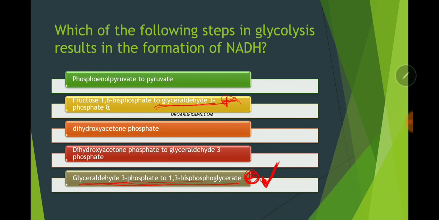So you have to make sure you understand that. The G3P to 1,3-bisphosphoglycerate is the one which forms NADH. So that is a key important point here.